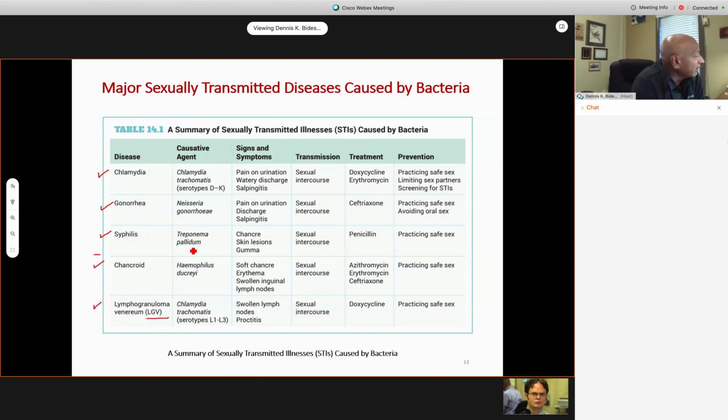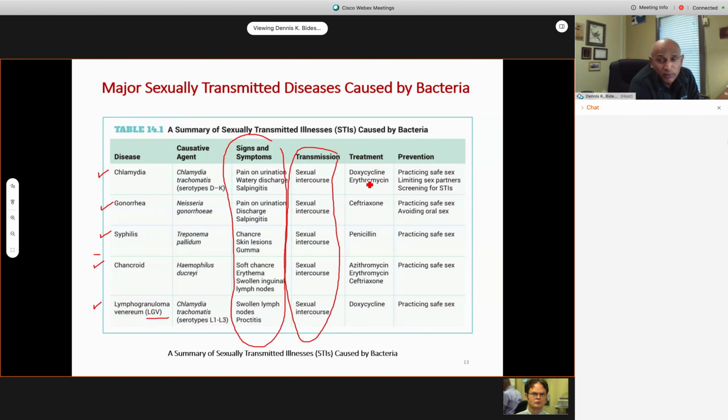So again, these tables are really helpful. They list the disease, the causative agent, which are the names of the bacteria that cause disease, and signs and symptoms for the disease. Transmission is primarily by sexual intercourse. There can be other mechanisms, but this is the primary transmission mode. I'm not too worried about treatment. That can change and that can vary. And of course, prevention is practicing safe sex or abstinence. All right. So these are the things I'd like you to know.